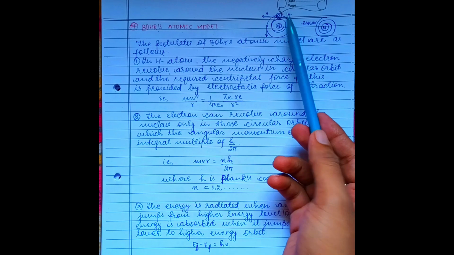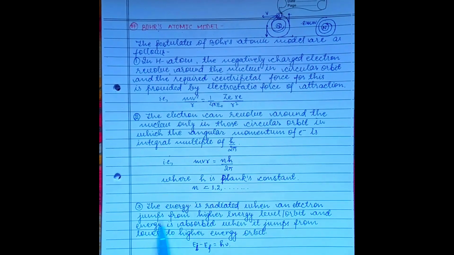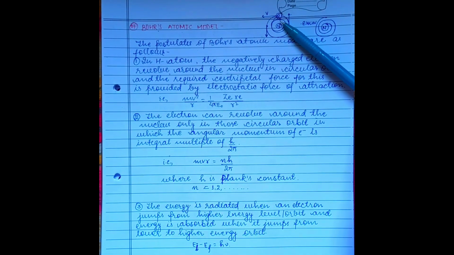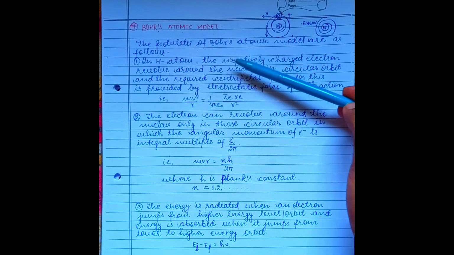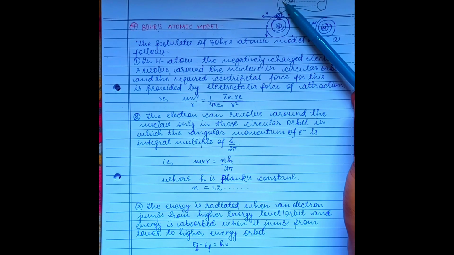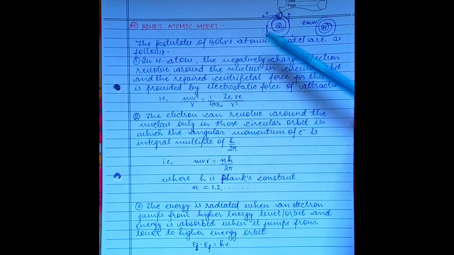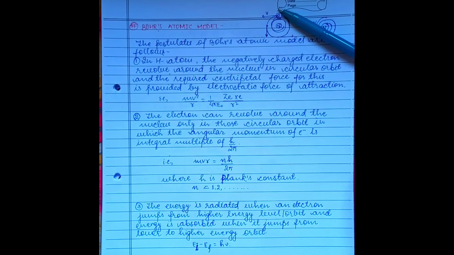Similarly, in the third postulate, Bohr concluded that energy is radiated when an electron jumps from a higher energy level to a lower energy level. When it comes from higher to lower, the energy is radiated. We have just studied earlier, before starting the postulates, that if energy is radiated, the electron comes to the lower orbits, and when energy is absorbed, it moves to the far orbits.